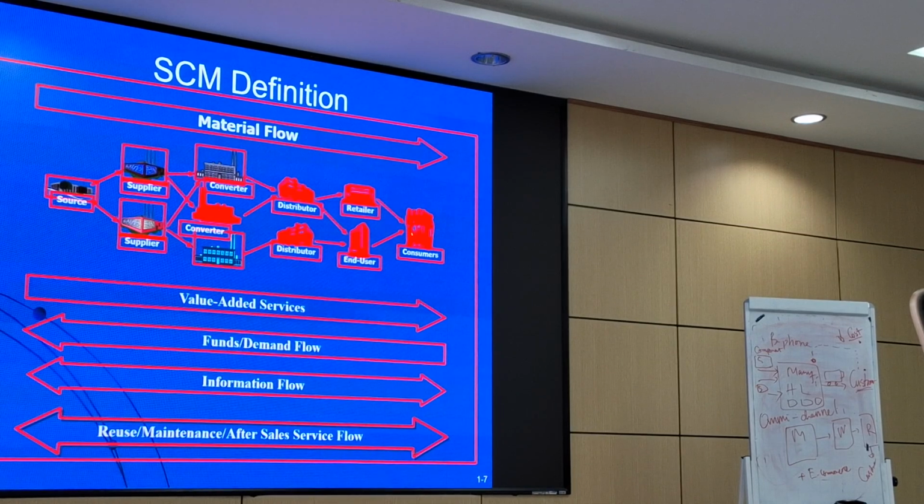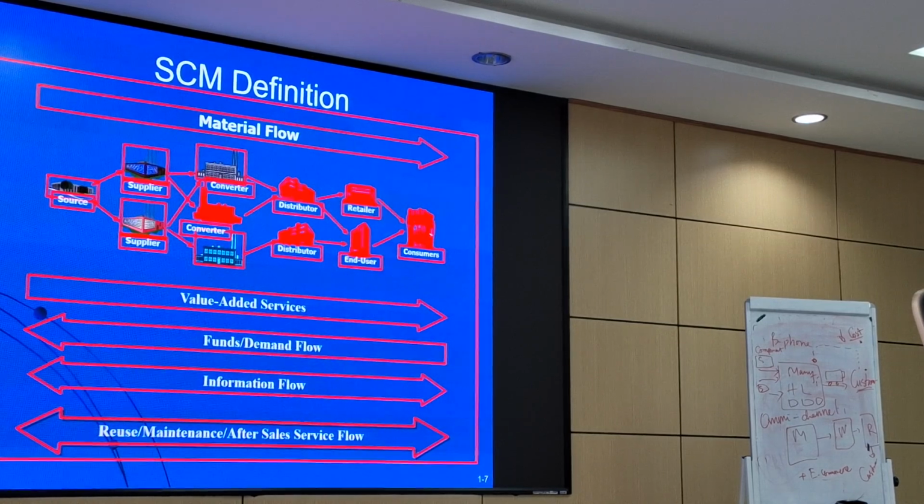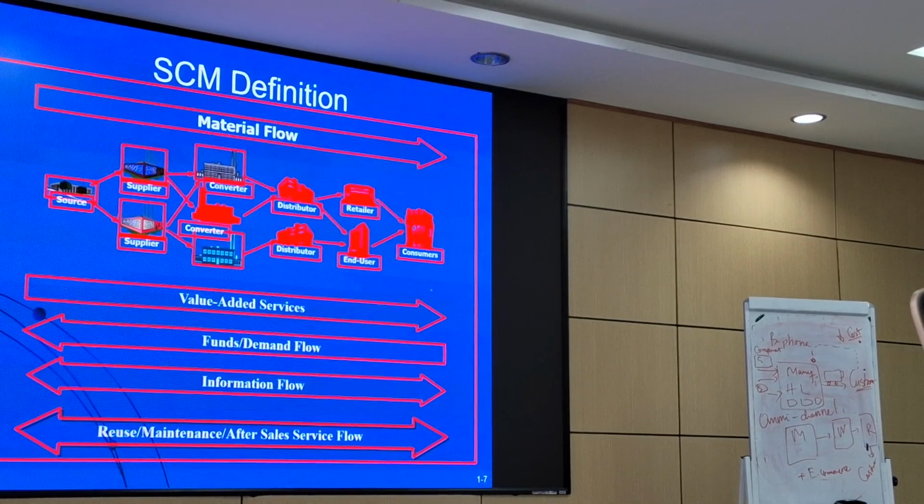Of course, with the supply chain, we have to be concerned about how money comes back, right? When we sell an item and the customer purchases it, then the retailer has a revenue. The retailer pays back to the distributor the wholesale price. The distributor pays back to the manufacturer. So we have a fund or money flowing back.